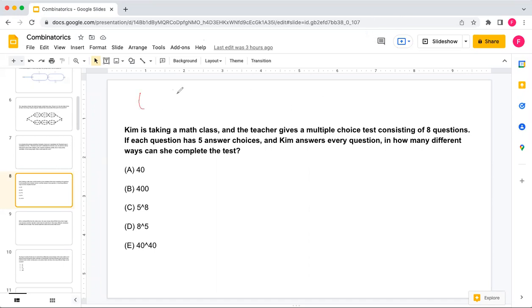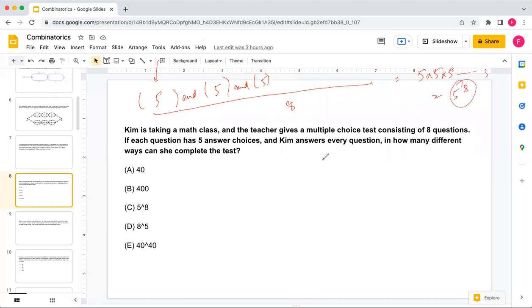So for the first question, how many options are available? 5. And because the question is saying answer every question, for the next question, how many option choices? 5. And for the next question, again 5. So in total, there are 8 such questions. So this will be just 5 into 5 into 5, which is 5 power 8.